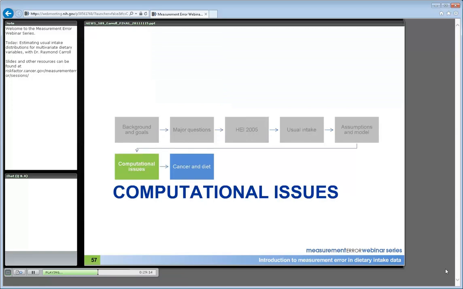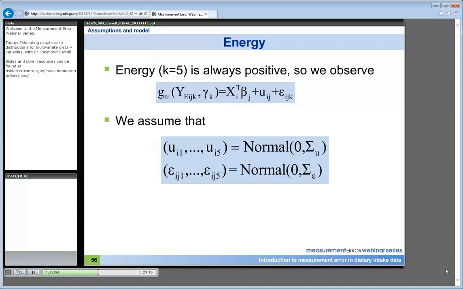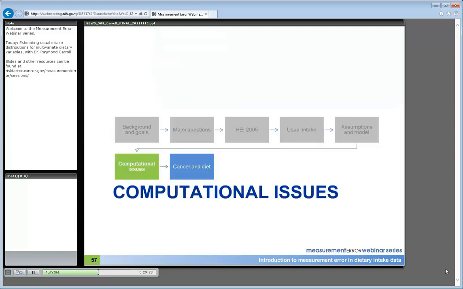So having defined a model, and 19 dimensions is a lot of dimensions to work with, but it's feasible to do this, and we've got some nice results. I want to show you a little bit about computational issues and discuss them.